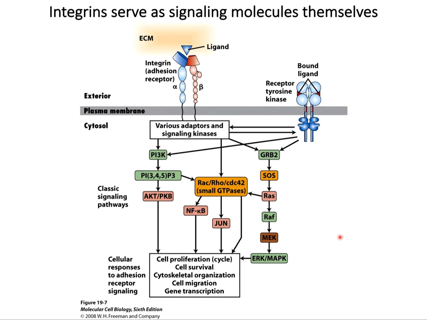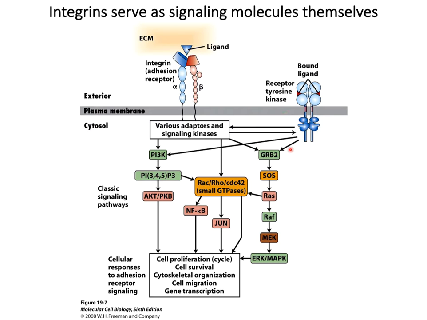And then another interesting aspect of integrin is not only are they activated by cellular signaling, but they themselves can serve as signaling molecules. So their only job is not just to bind to extracellular matrix and connect cells through the cytoskeleton, but they can also propagate signals. And this slide illustrates some of the signaling pathways that can be propagated from integrins.